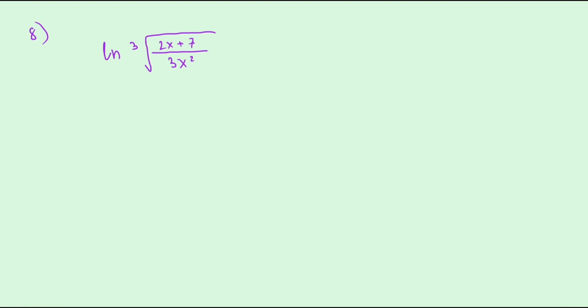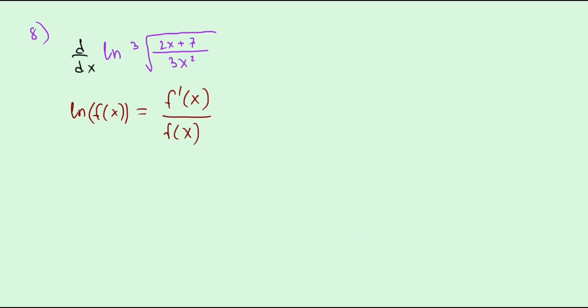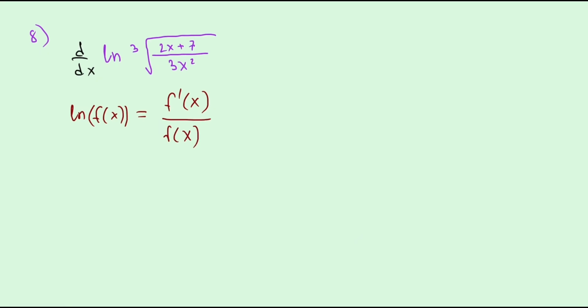In this example, we are deriving natural log of cubed root of 2x plus 7 over 3x squared. So let's do it step by step. First, we know that the derivative of a natural log function is the derivative of the inside function over the function itself. And before deriving this expression, let's first simplify it.